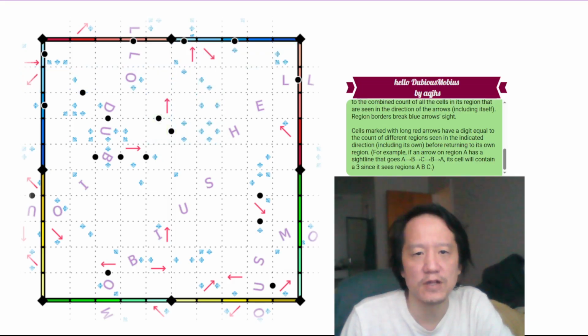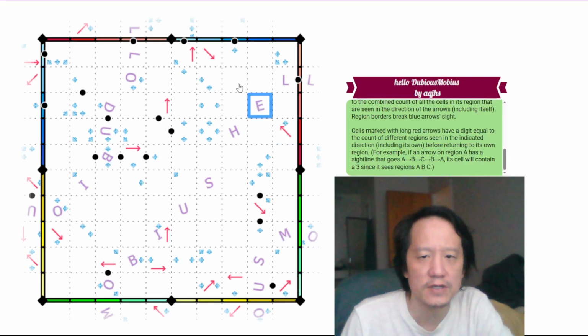Cells marked with the long red arrows have a digit equal to the count of different regions seen in the indicated direction, including its own, before returning to its own region. For an example, if an arrow in region A has a sight line that goes A, B, C, B, A.